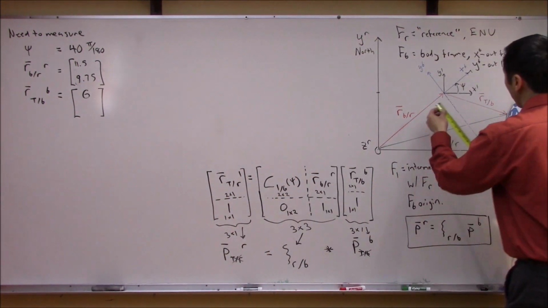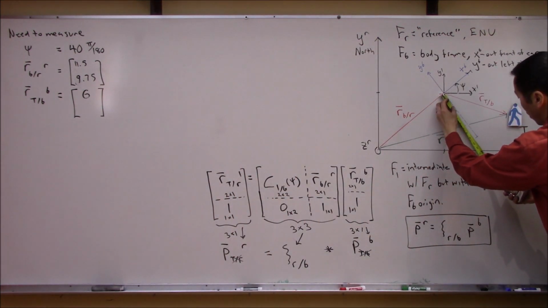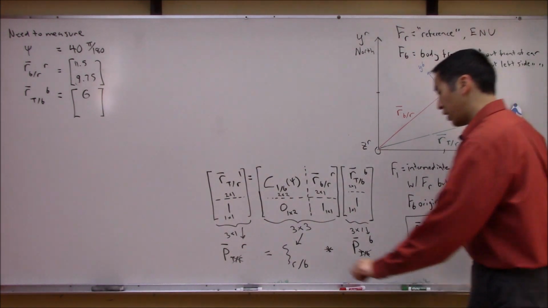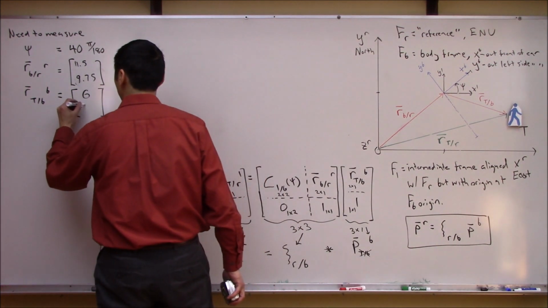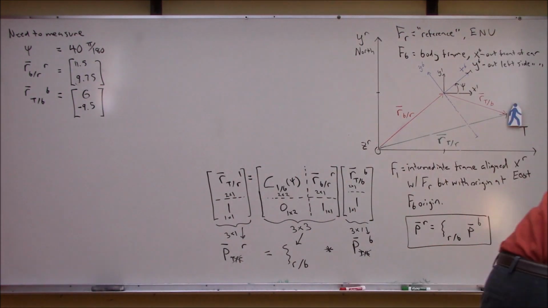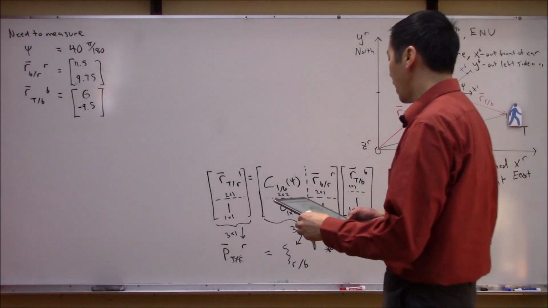And then in the Y direction, we need to go this far, which is negative 9.5, right? So this one is negative 9.5 inches, okay? So this is negative 9.5. Okay, so with that, I think we've got enough to go ahead and make our calculations.